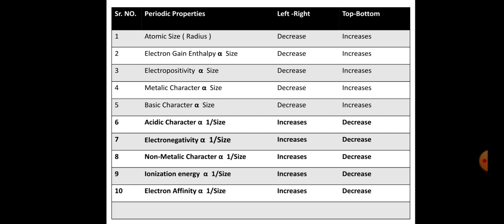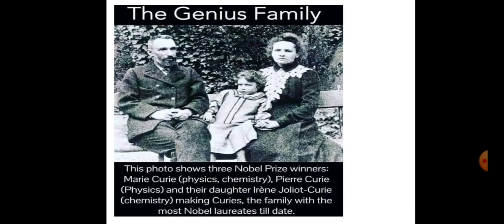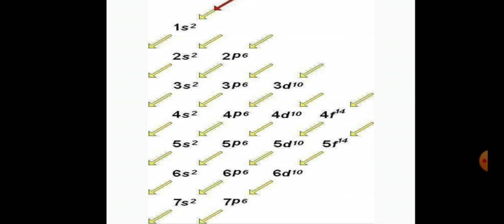So guys, next, this is a family of 3 scientists who have won the Nobel Prize. All three of them have won a Nobel Prize. The purpose I put this picture is because she's Marie Curie, who discovered the radioactivity phenomenon, and also discovered 2 elements, that is radium and polonium. Polonium falls in the p-block elements, so that's the reason I put this picture.